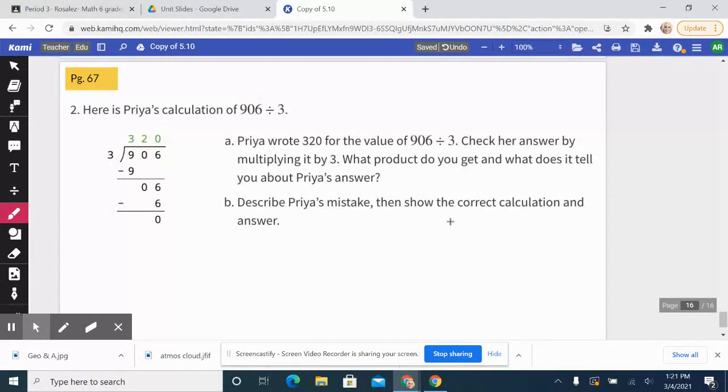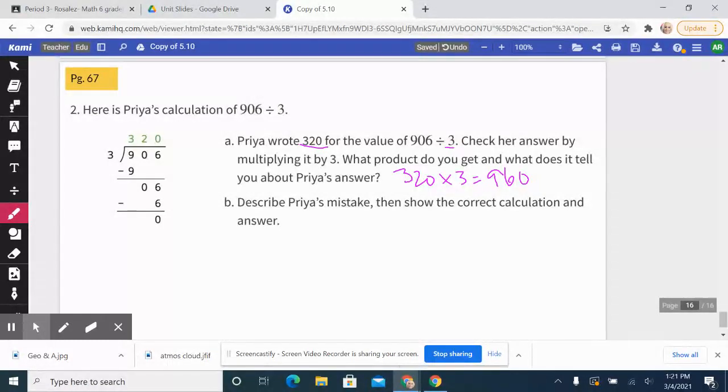Here's our last one. It says, here's her calculation. Priya wrote 320 for the value of 906 divided by 3. Check her answer by multiplying by 3. So if I did this 320 times 3, if she did it correctly, you should get 906. Well, 320 times 3 is actually 960. So she made an error somewhere, and we got to find her mistake.